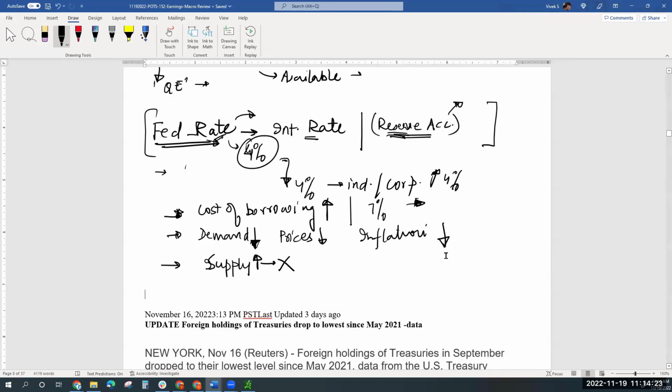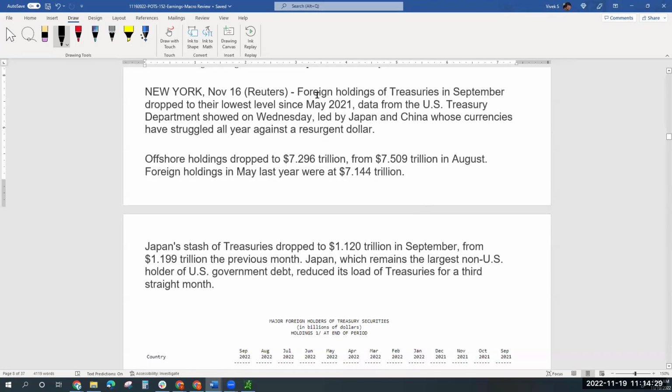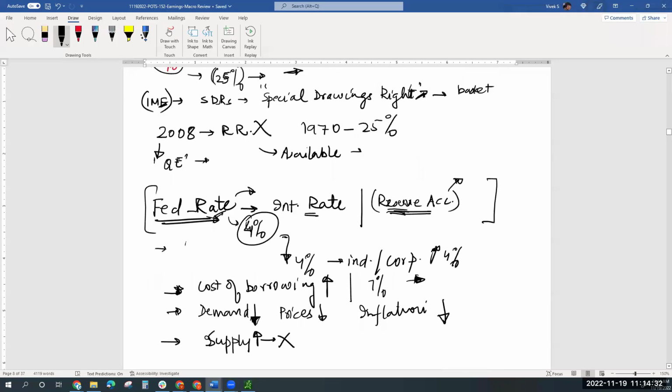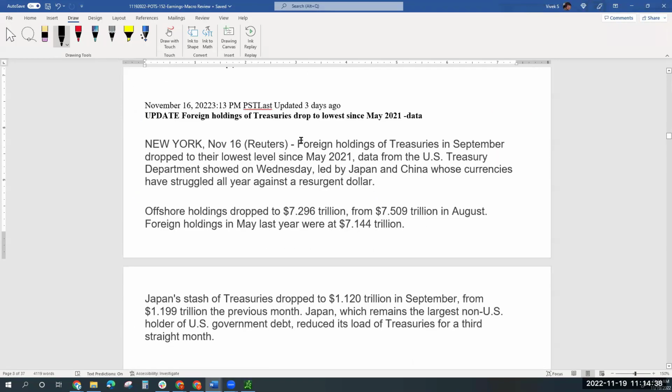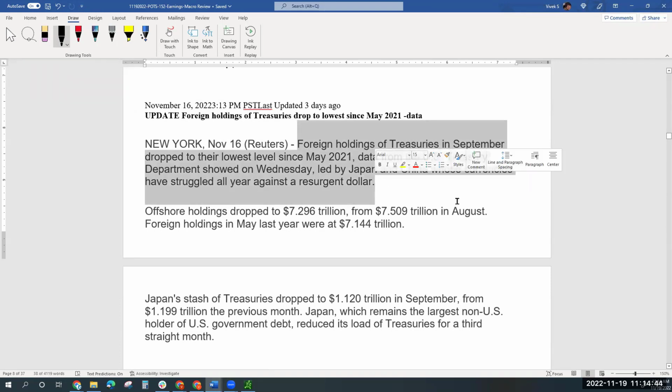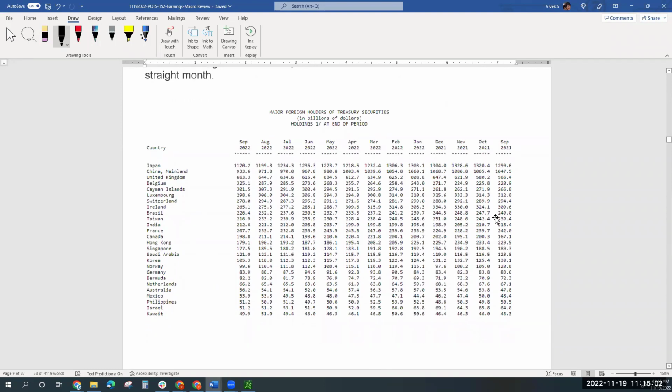This is happening, right? There's another interesting chart. Earlier, the Treasury Department used to sell the bonds, and foreign holders, foreign central banks, were always eager to lap up US Treasuries. Slowly and steadily, we are seeing that foreign banks are reducing their holdings of treasuries. From September 2021 to September 2022, Japan has reduced. China has reduced. So who is buying these treasuries over this whole period? It's the Fed who is buying those treasuries.